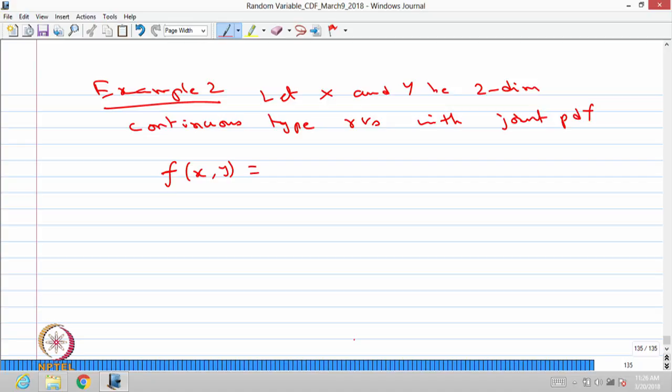cumulative distribution function. So here the joint probability density function takes a value e power minus x when y lies between 0 to x and x lies between y to infinity. The range of y and the range of x is a function of the other variable, 0 otherwise.